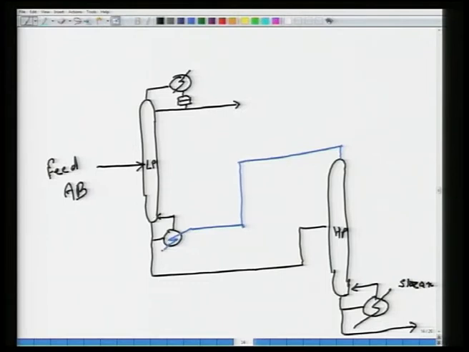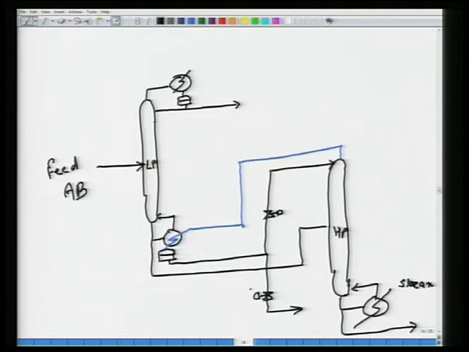The condensate is collected in a reflux drum, part of it is sent as reflux and the other part is withdrawn as, let us see, distillate. Okay. So, this is reflux and this is, let us see, distillate.